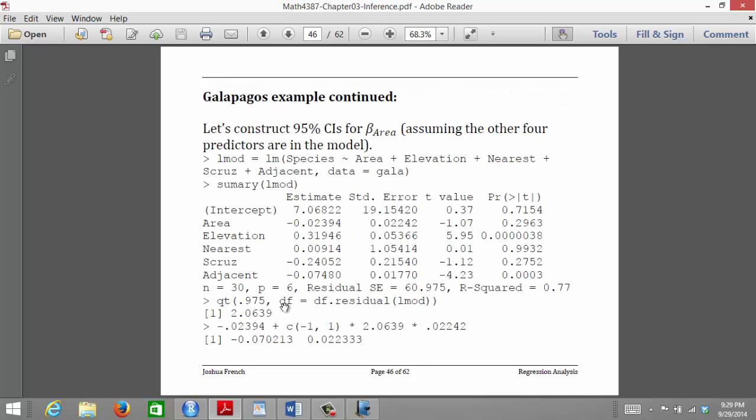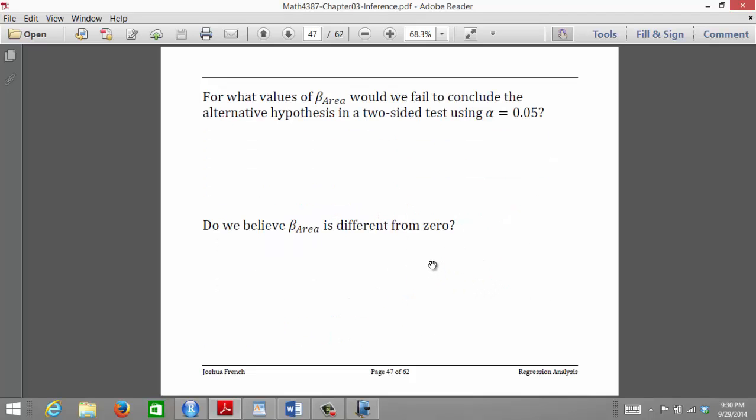So I calculate that quantile here, and now I just put this in the formula: the estimate plus or minus the critical value from our t-distribution multiplied by the estimated standard error. So my 95% confidence interval ranges from negative 0.07 up to 0.022. That wasn't too difficult to calculate, but fortunately, because this is something people are commonly interested in doing, R provides the capabilities to essentially do this automatically.